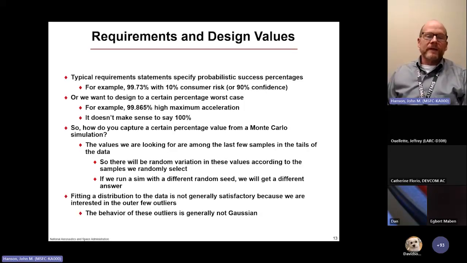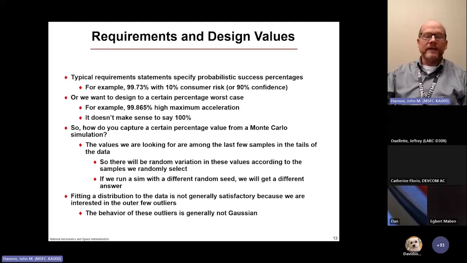So now let's talk about requirements and design values. Typically we have a requirement that says we have to achieve something. We have to get a certain payload to orbit. We have to get there with a certain amount of accuracy. We might be going off to the moon or somewhere else, and we need to meet all the right design parameters from that.